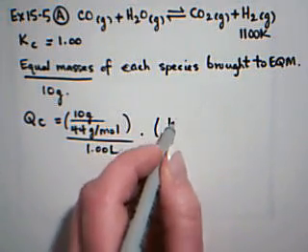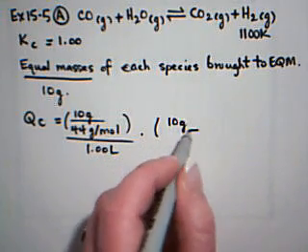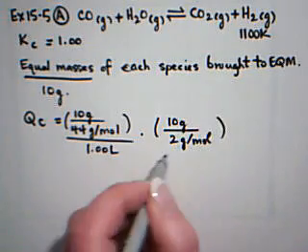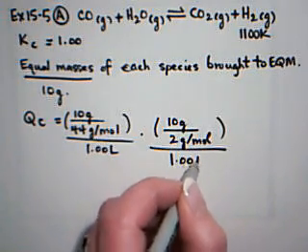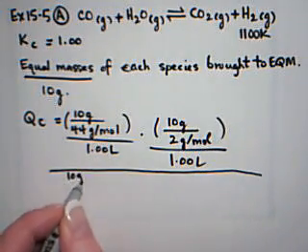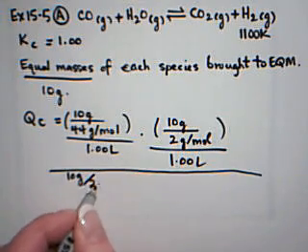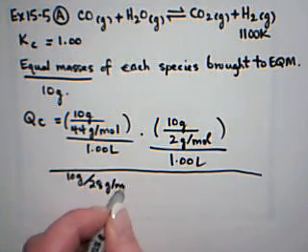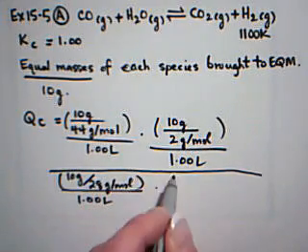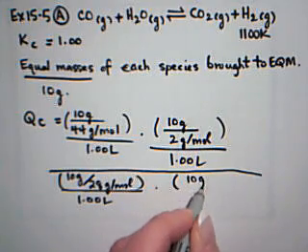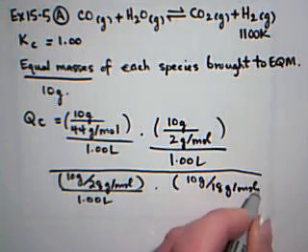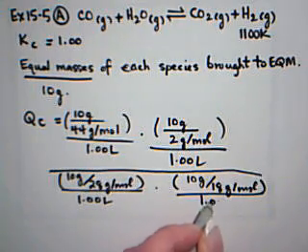And I'll do the same thing for hydrogen gas, so 10 over, say, 2.0 grams per mole. And let's put that in a 1 liter flask as well. And that will be all over 10 grams and 28 grams per mole for carbon monoxide. And 10 grams over 18 grams per mole for water.